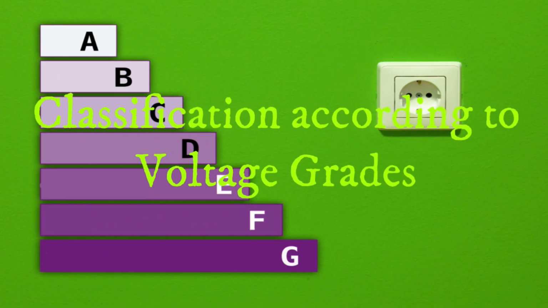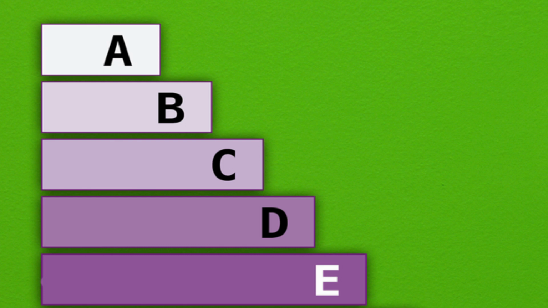Classification of cables according to their voltage grades. There is no specific standard in the industry for grading cables, but for educational purposes, cables can be graded into these 5 categories. The first category is the low voltage grade cables. The low voltage grade cables are the cables that can withstand voltage up to 1 kilovolt. They are the common cables we see in our residential environment.